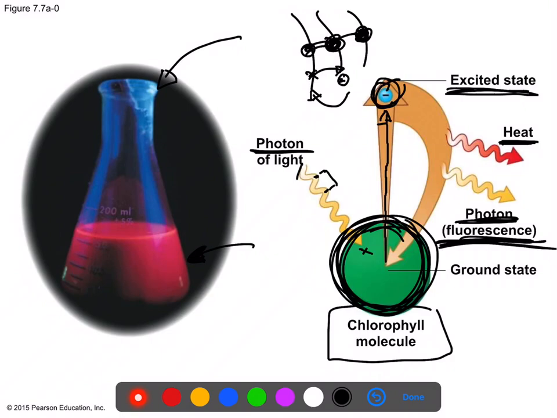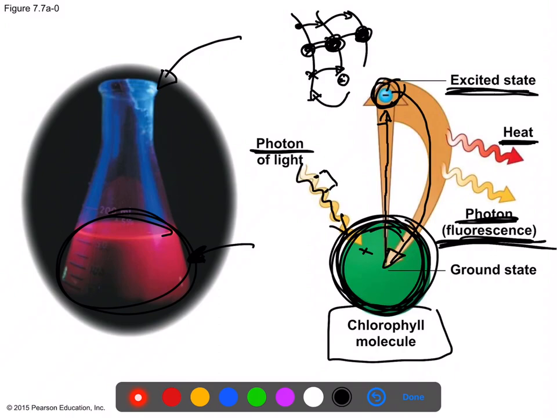And in lab, we would have shown you this. We would have taken a bunch of green pigments and we would have shone light onto those pigments. And we would have seen that the pigments go from being green to being red because the electrons are falling back to their original position.